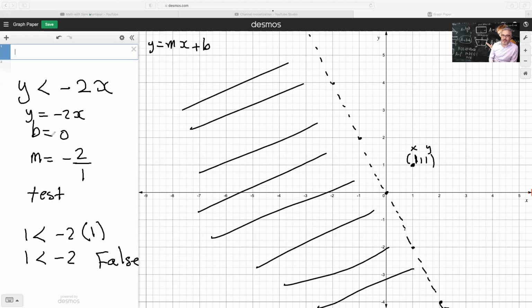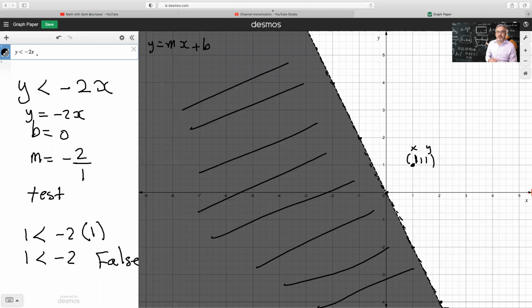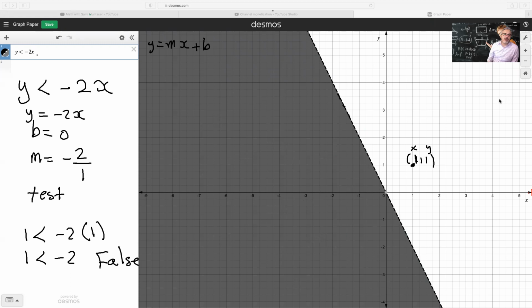And that is when the line is going through the point 0, 0. You cannot test 0, 0 anymore. You have to test a different point. Y is less than negative 2x. And there you go. It's a dotted line, and then you're shading underneath. And that's basically how you graph linear inequalities.